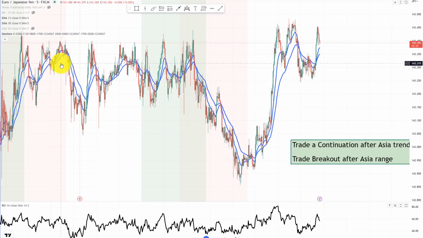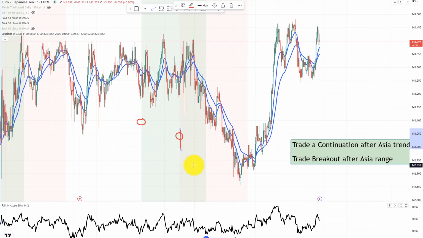So now let's trade or backtest the strategy on the Euro Yen 5 minute. We're going to go back maybe 4 months, and what we are doing is at the open of either the London session, which is the open of the blue box, or here the open of the New York session, which is the beginning of the red box.